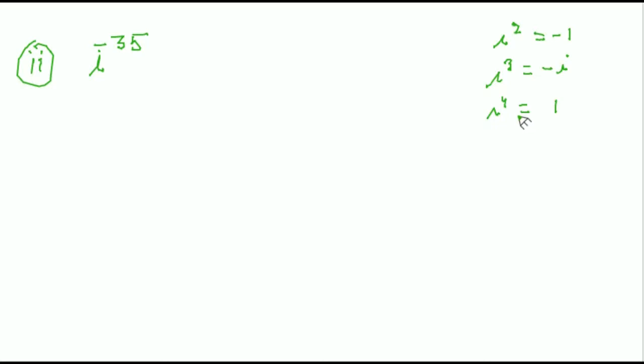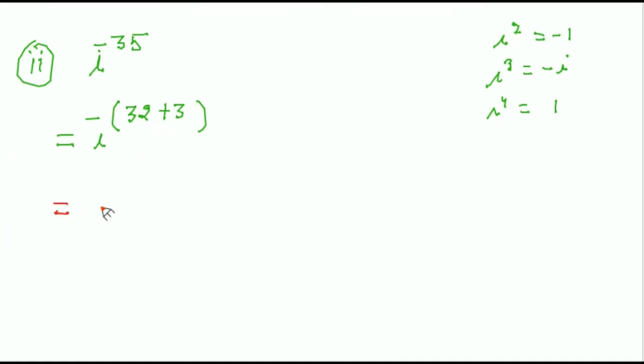So the basic method is to divide the power by 4 first. So you can write I to the power minus 35. Go for dividing by 4. Nearest to 35 is 32. So you have to write 32 plus 3. This is the way you have to write: always write a multiple of 4 plus something. So this is a 3.